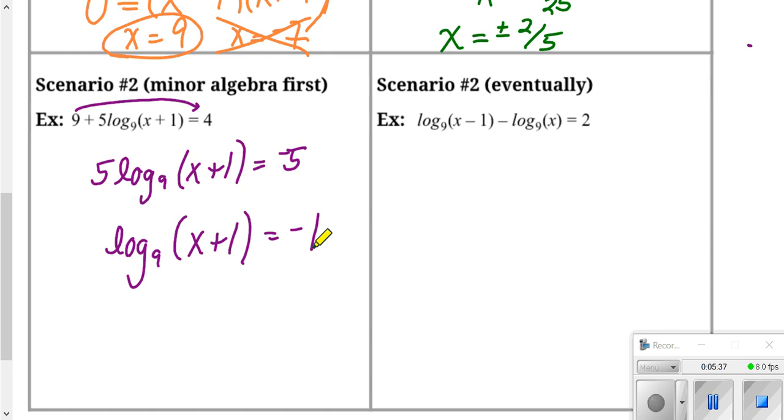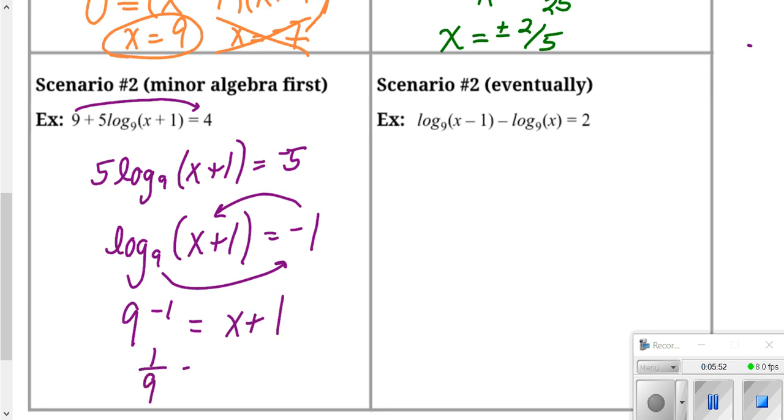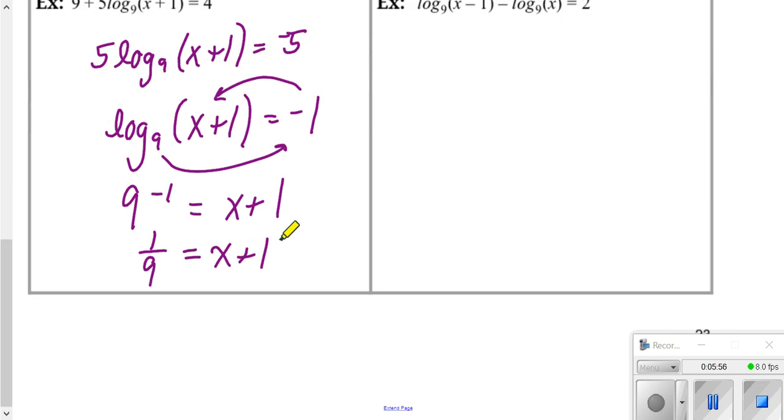So the strategy when you have logs on one side is to not have logs at all. Make this into exponential form. So 9 to the -1 equals x plus 1. Remember, our negative exponent just is a switch of upstairs and downstairs, numerator and denominator. And so then I can just subtract that 1, and I get that x is -8/9.